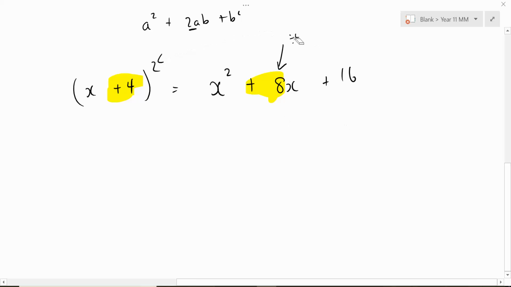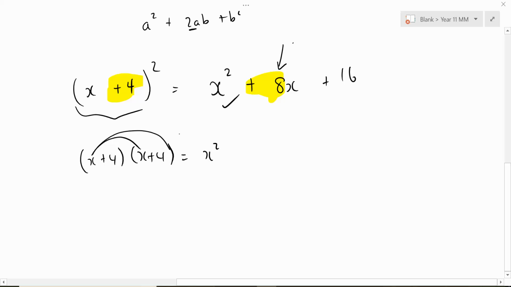Okay, so you can test this if you want. If you don't believe it, you can test it. You can say, all right, x plus 4 squared just means x plus 4 times x plus 4. True? And then we expand it, x times x is x squared. Good, that's what we got. Then x times the 4 gives me plus 4x. And then 4 times the x again gives me plus 4x. See, this is 2 of them. That's why you get 8x. And then 4 times the 4, 16. Voila, you got them all.